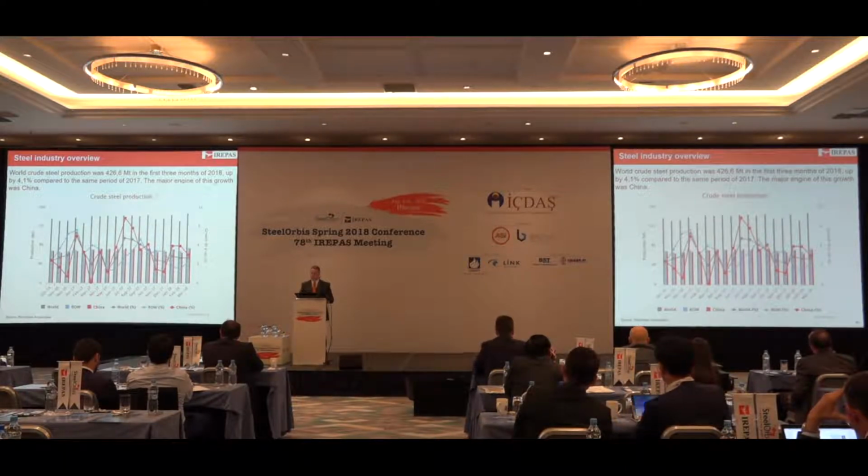The major engine of this growth is China, for sure, because you can follow the lines that represent the growth year on year of the crude steel production, and the red line had a positive evolution of 6% in January this year, 6% also in February, and 4.5% in March of this year. The blue line represents the growth of the crude steel production of the rest of the world. It's lower, but as an average, the gray line had a growth of 4.1% during the first quarter.